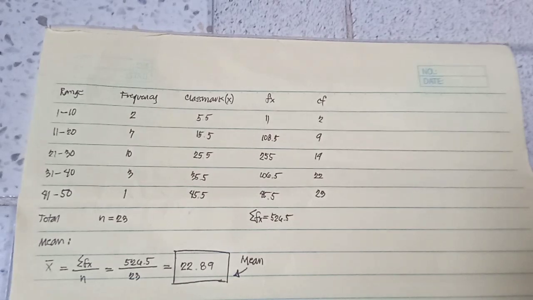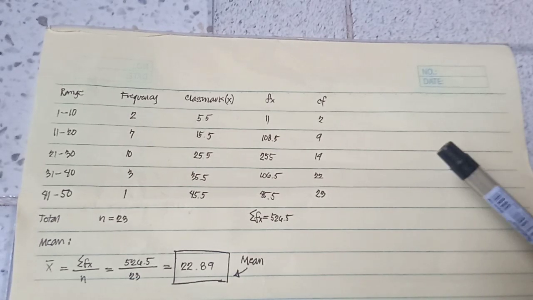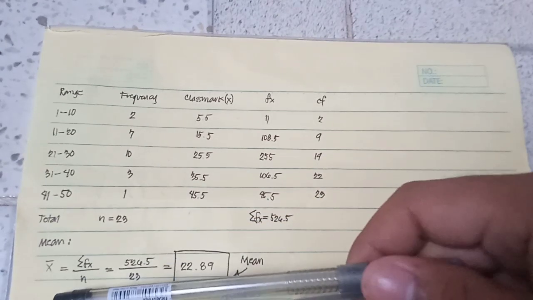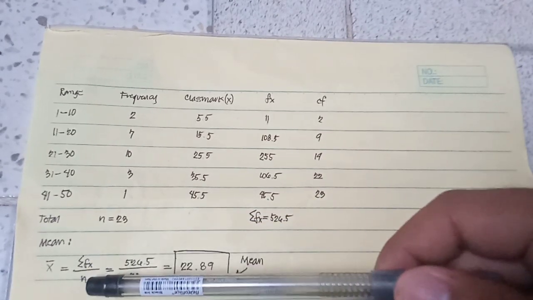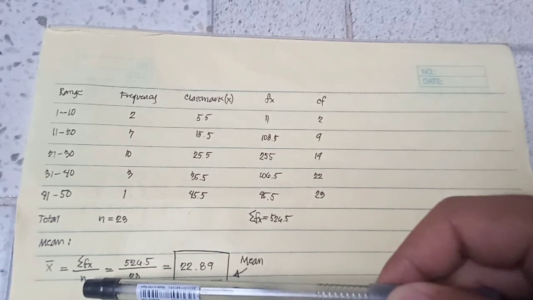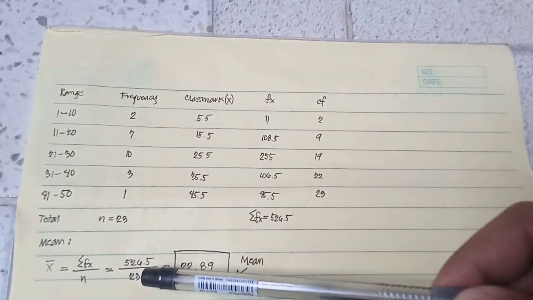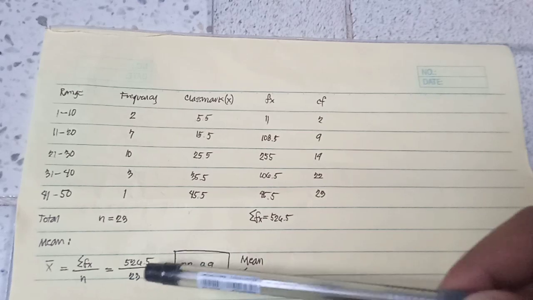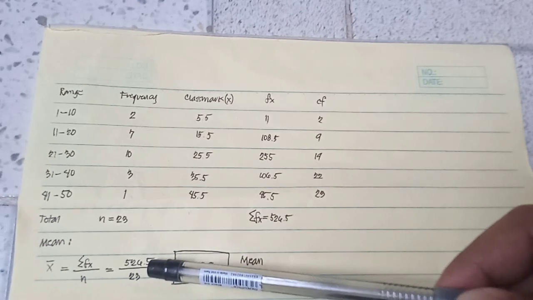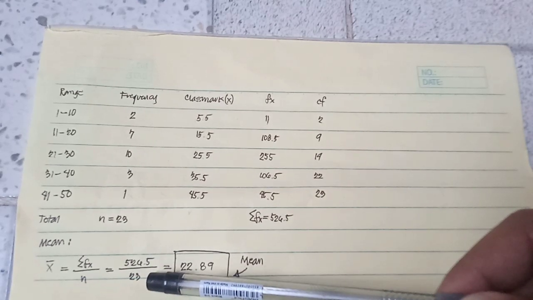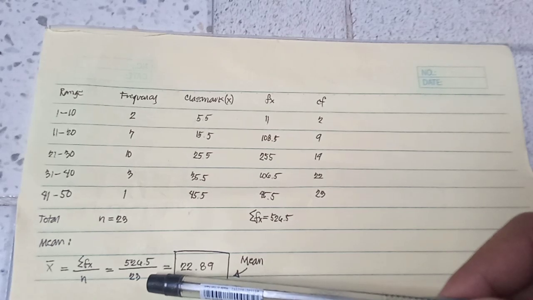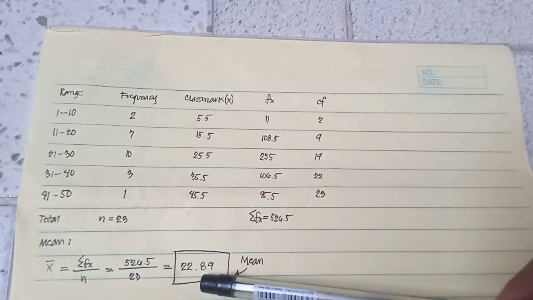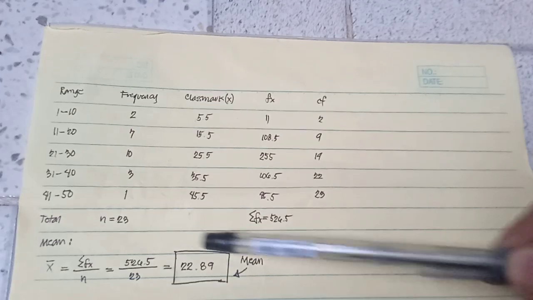So now we will compute our mean. Mean is equal to summation over sample size. So our summation is 526.5, then our sample size is 23. So 526.5 over 23 is equal to 22.89. So this is our mean.